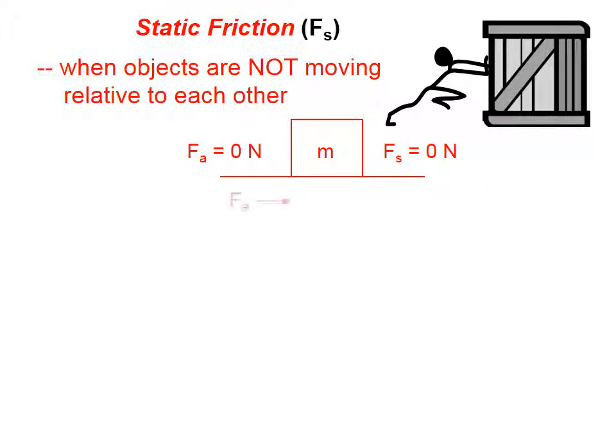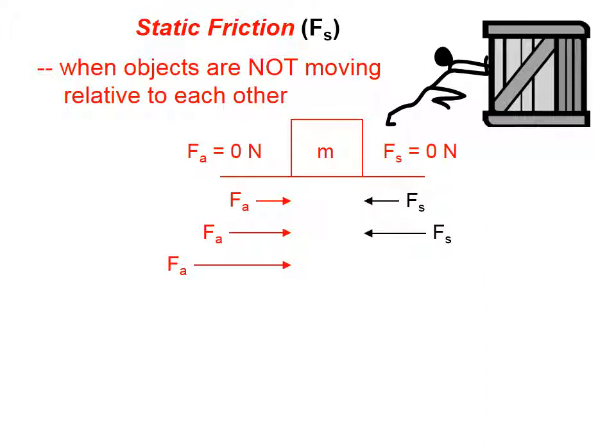If instead we push a little sideways, not enough to make the object slide, static friction comes into play, and it will have a magnitude equal to that of the applied force. If we push a little bit harder sideways, still not enough to make the object slide, then the static friction force will increase so that its magnitude will be the same as the magnitude of the applied horizontal force.